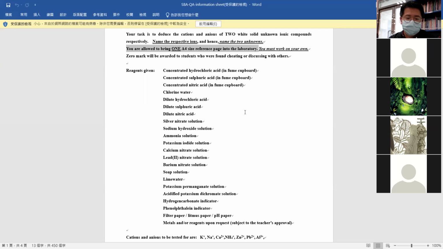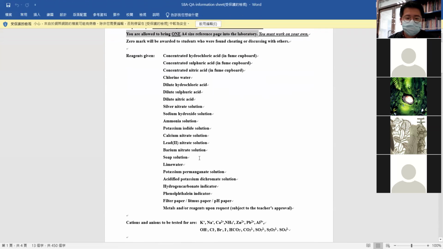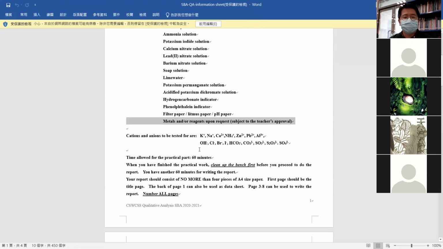It's up to you. And if you want to have something extra, let me know beforehand, before I give it to you. Now, the cations and anions to be tested will be this. Don't worry too much, I will just ask you a simple salt, okay? It is not a double salt or complex salt. What do you mean by simple salt? A simple salt means it only contains 1 type of cation and 1 type of anion. We call that a simple salt. While complex salt and double salt mean different things.